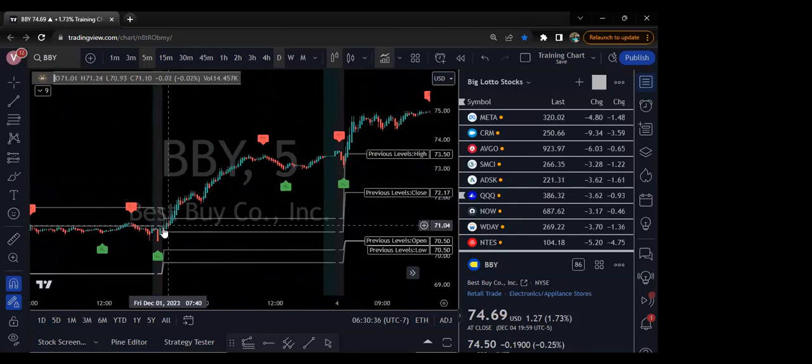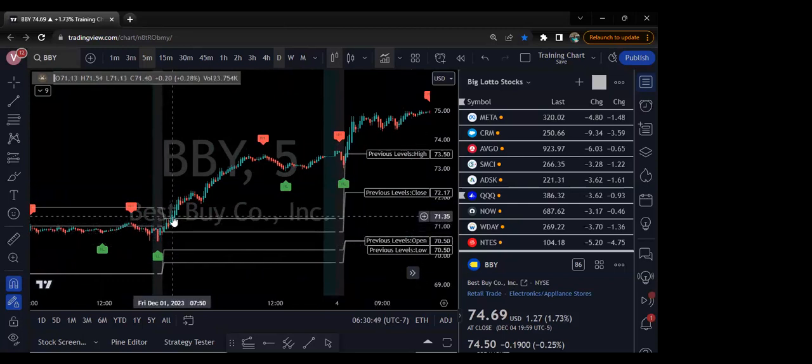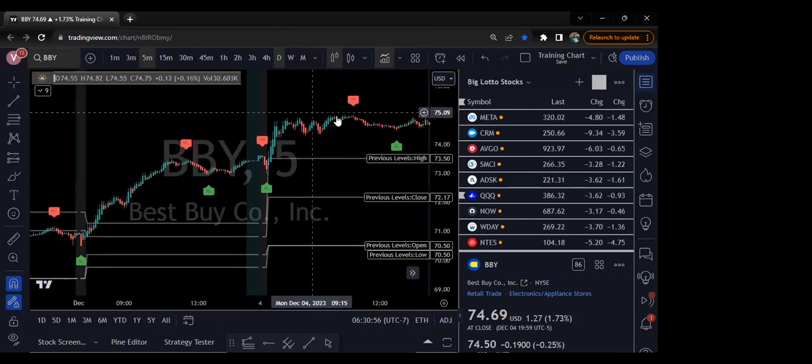So this one opened slightly above the previous day open, this level. And then it went to break the previous day high. And this stock kept going the whole day with a shallow pullback. Then it continued all the way to Monday, yesterday.